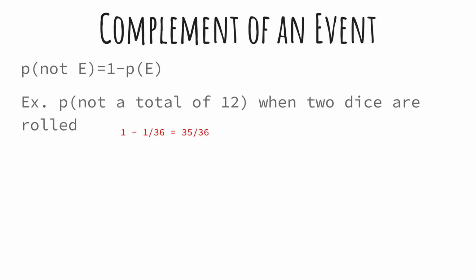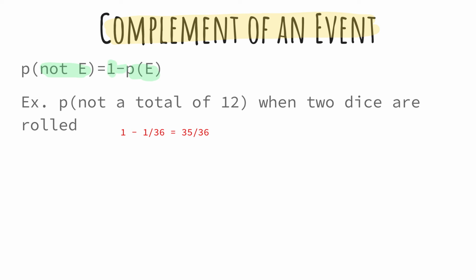All right, last part is the complement of an event. What is the complement of an event? Sometimes it's easier to find the probability of something not happening and then just subtract it from 1. So what you would do for that, and this is called the complement, is find the probability of it happening and then just subtract that from 1, okay?